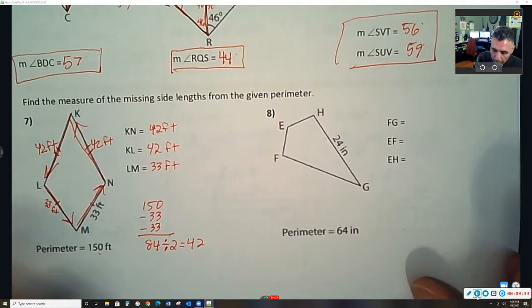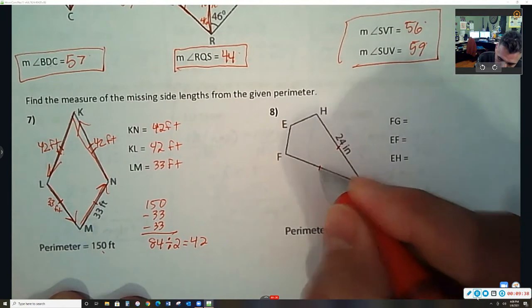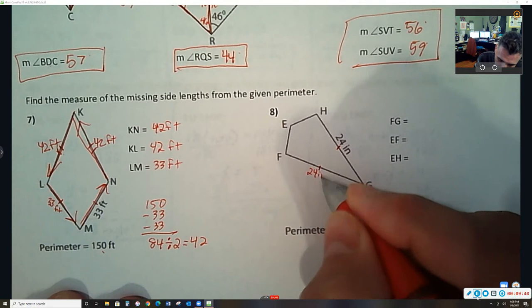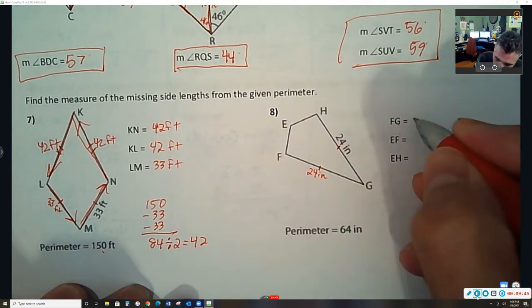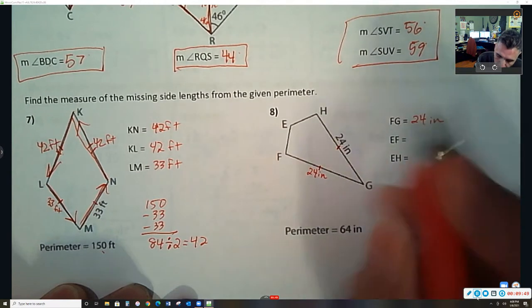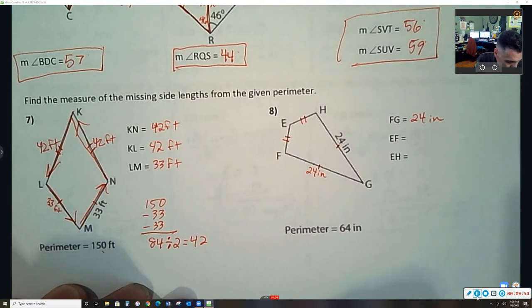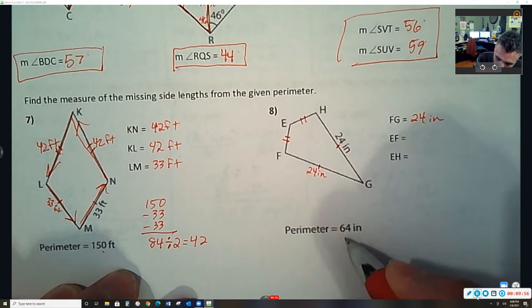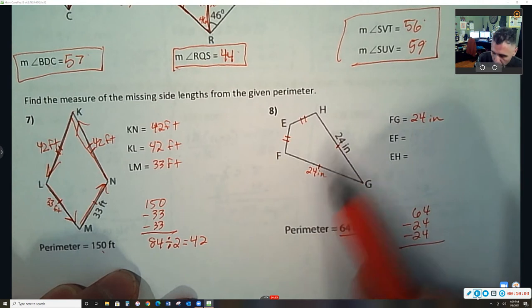So let's look at number 8. Again, for number 8, I know this side is equal to this side, so I know over here is 24 inches. And that's FG. FG is up here. 24 inches. And then I don't know these two, but I do know it's the same measurement. Okay. So to find the measurement, again, use the perimeter. I know the perimeter, and I know two values or two side lengths for the perimeter.